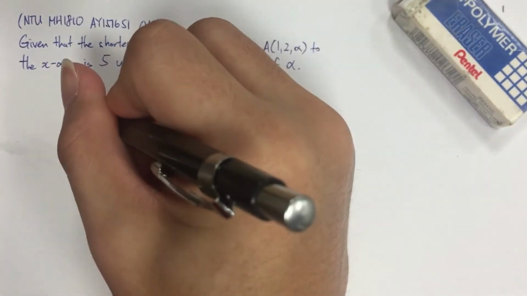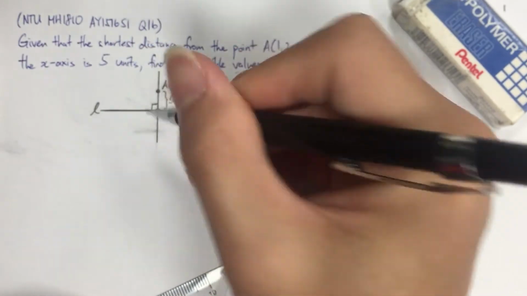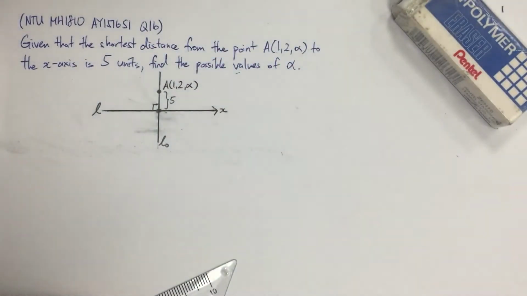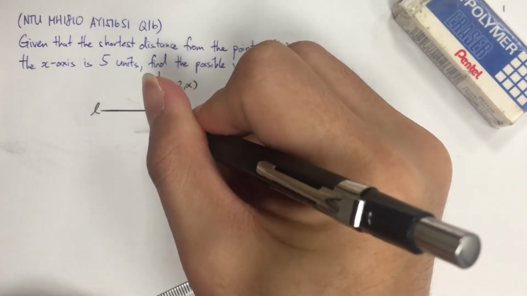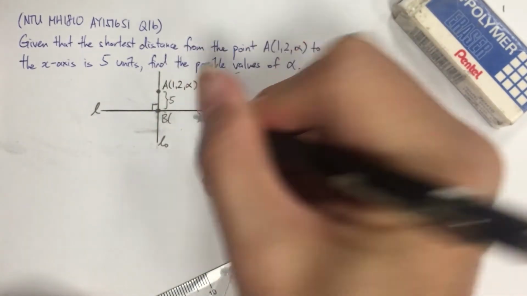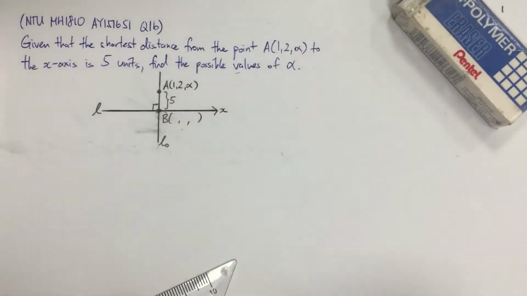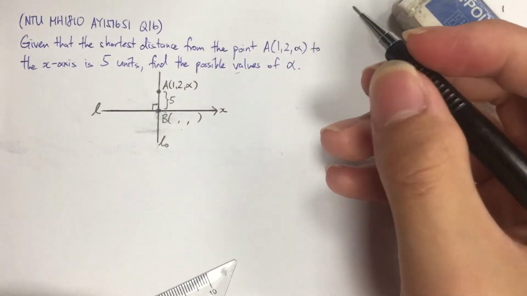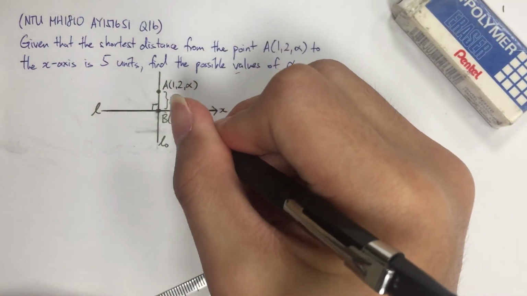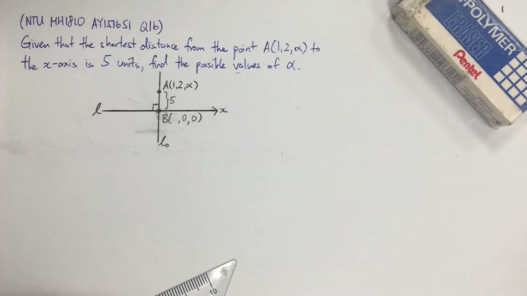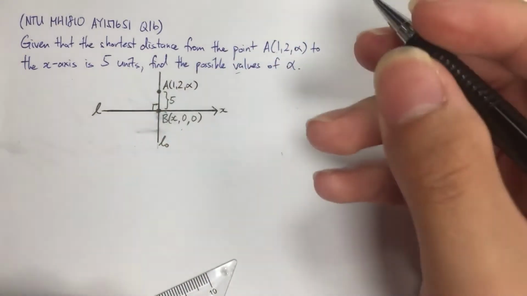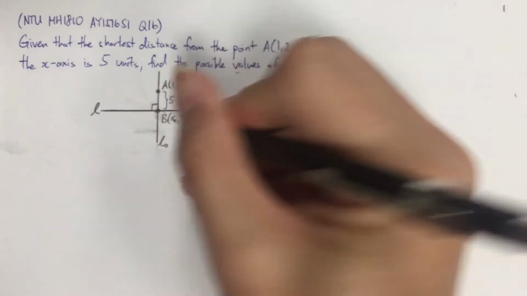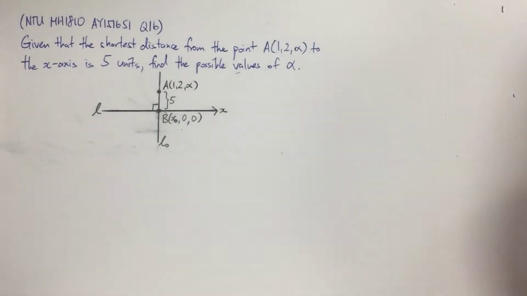Okay, the x-axis, let's call it L, and then this line, which is perpendicular to L, let's call it L0. And then this point here, the intersection of L and L0, let's call it B. One of the things you can notice about B is that B lies on the x-axis, so obviously its y and z coordinates must both be 0. Its x coordinate, we don't actually know yet, so let's call it x0 so that we don't confuse ourselves with the x-axis.